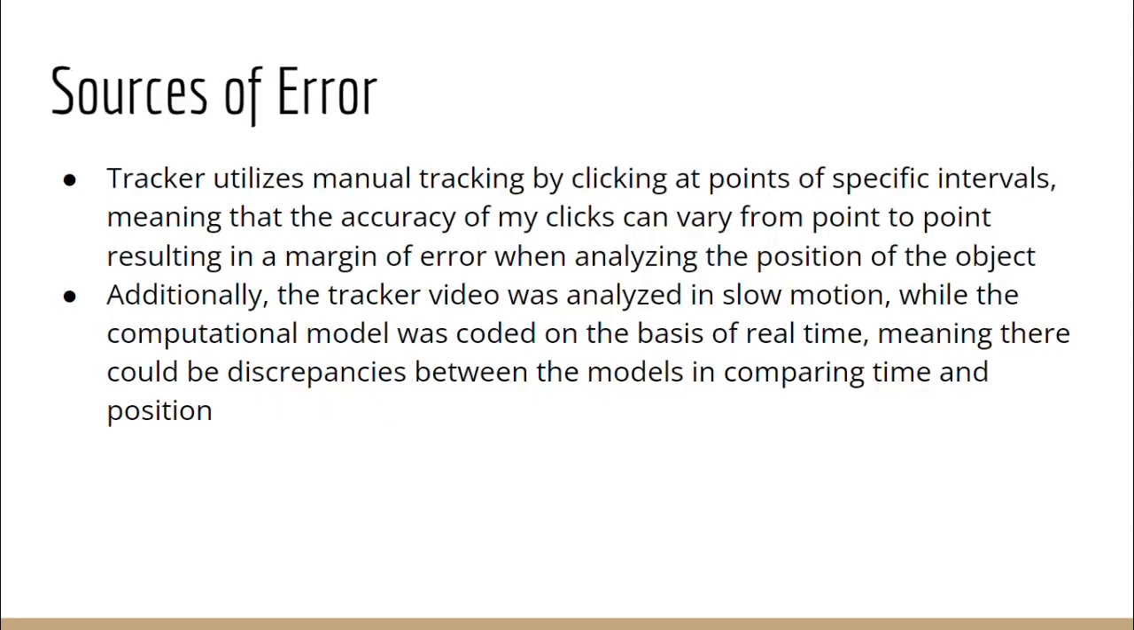For sources of error, Tracker utilizes manual tracking by clicking at points in specific intervals, meaning that the accuracy of my clicks could have varied from point to point. This could have resulted in a margin of error when analyzing the position of the object. Additionally, and this is the big one, the Tracker video was analyzed in slow motion, while the computational model was coded on the basis of real time, meaning there could be discrepancies between the models in comparing time and position.